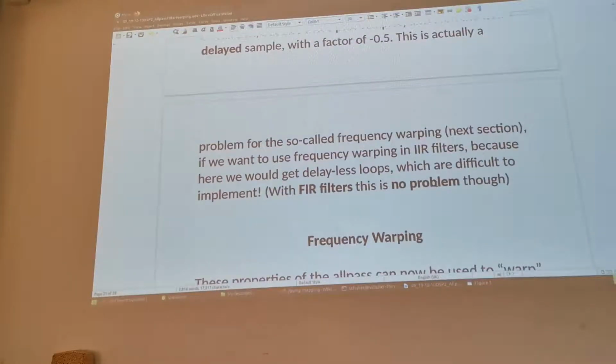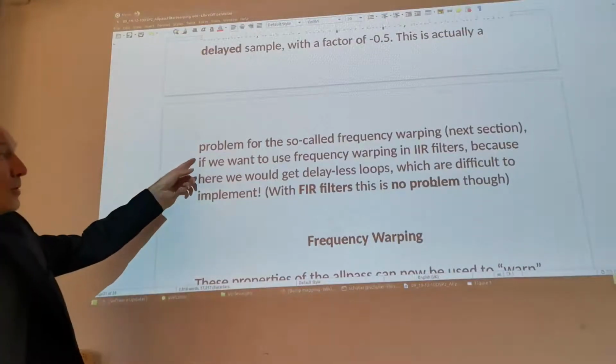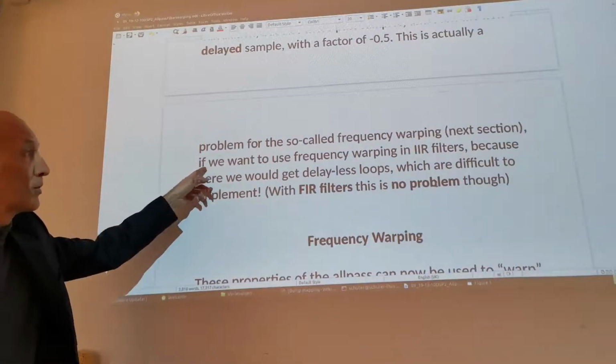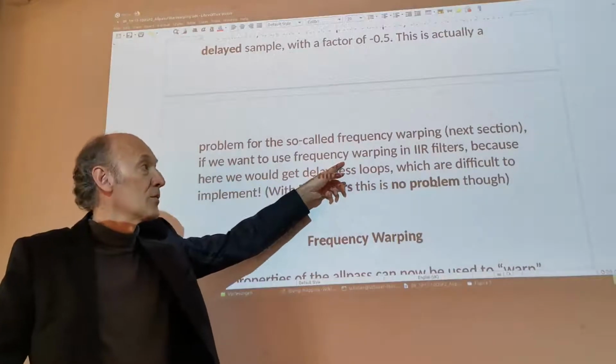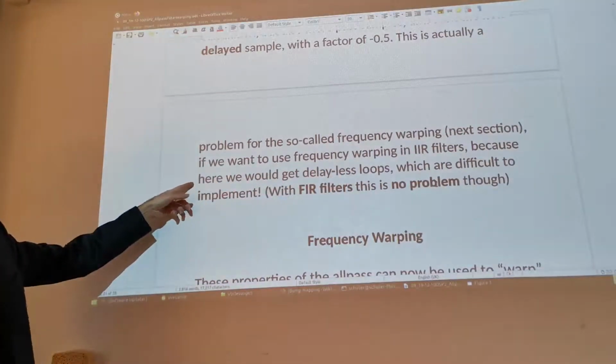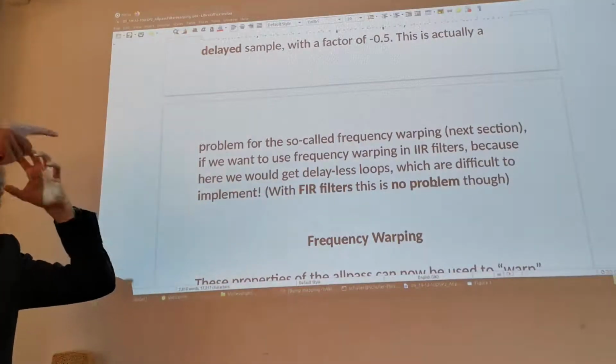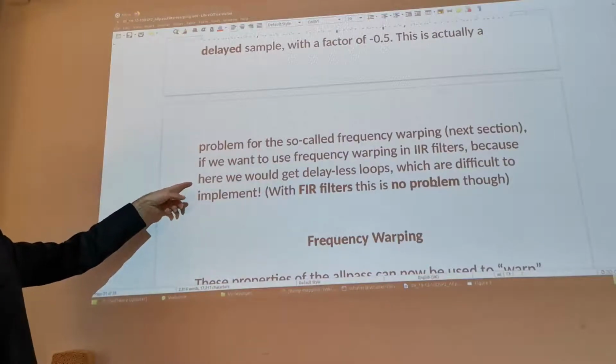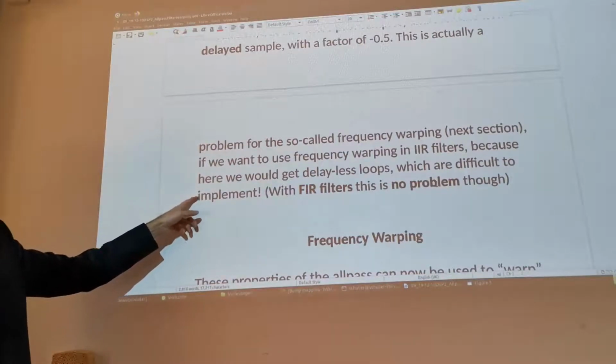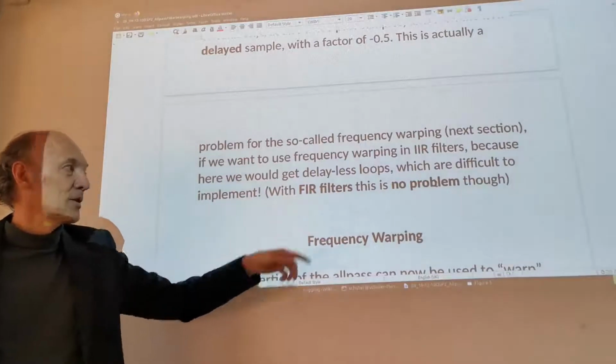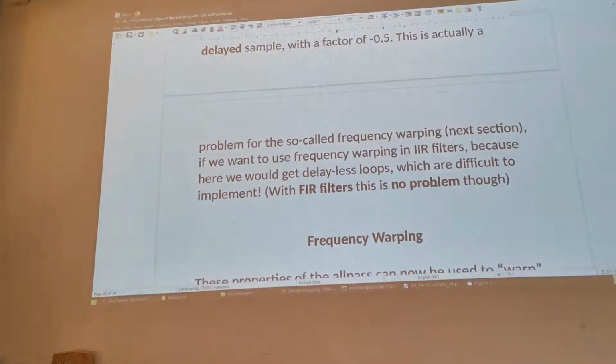And this non-delayed sample is actually a problem for the so-called frequency warping, which comes next, if you want to use frequency warping in IIR filters, because if we apply this all-pass in a feedback loop, we would have a delayless loop, which is difficult to implement. But with FIR filters, this would be no problem.